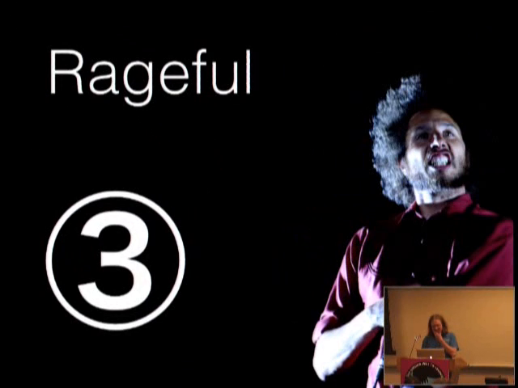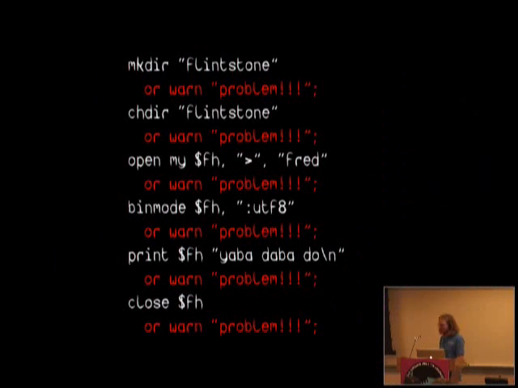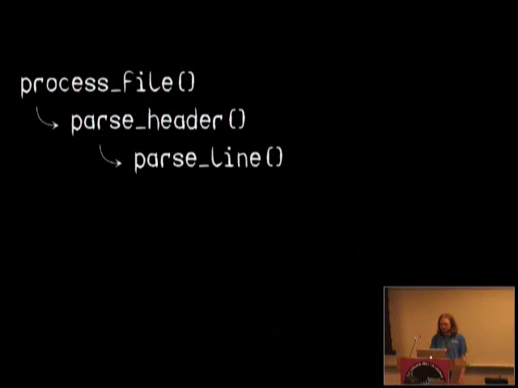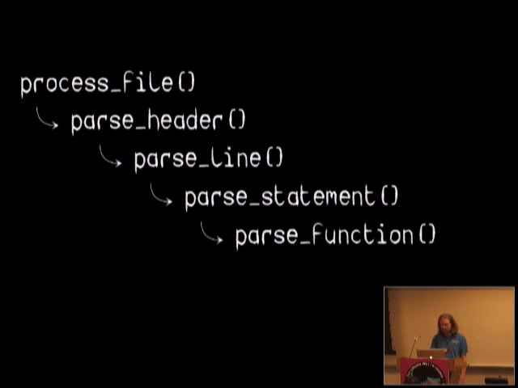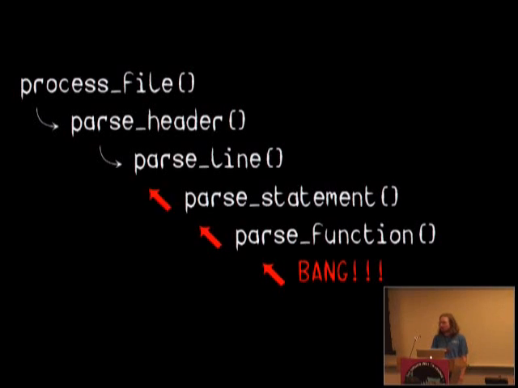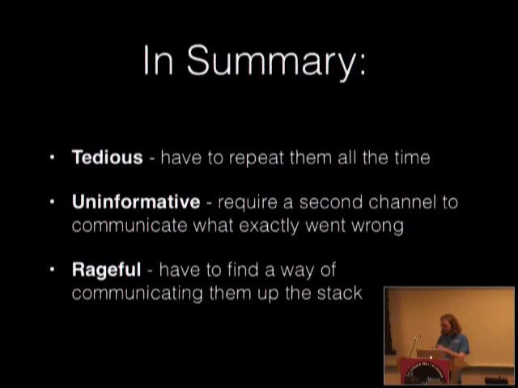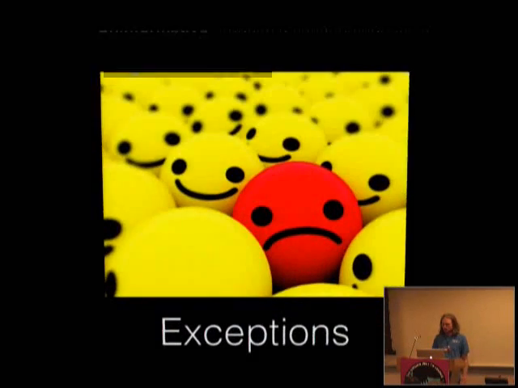So third, I couldn't think of a good word for this, rageful. You think this is tedious. Okay, let's write a parser. We're going to process a file, and that's going to call parse header, and that's going to call parse line, and that's going to call parse statement, and that's going to call parse function, and that's going to have a problem. Now, if these things are returning undef or something, we have to return undef, check whether it was there, return undef, check what happened, return undef. What you really want to do is jump right back up to the processing file and say, this file is no good. But you can't do that with just returning undef. So in summary: tedious, uninformative, rageful, annoying.